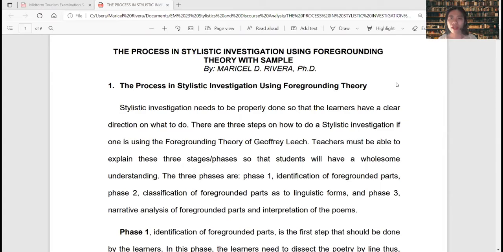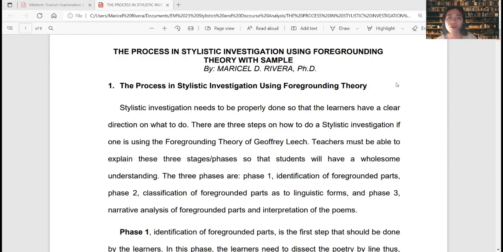If we do not know, class, how to do a stylistic investigation using the foregrounding theory of Geoffrey Leach, it is pretty much really difficult if we are going to do the stylistic investigation using this theory without knowing how to do it. So just a recap, you already know what is stylistics, and you also know what is foregrounding. I hope you could still recall. And obviously the foregrounding theory is by Geoffrey Leach.